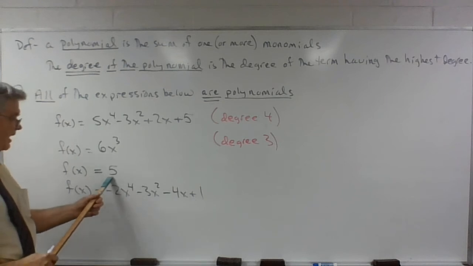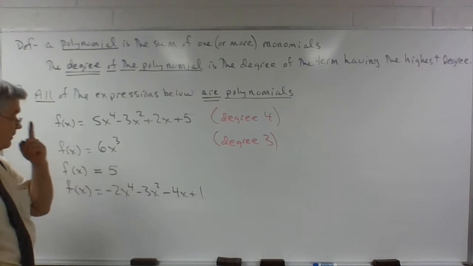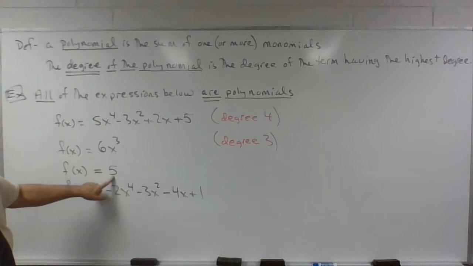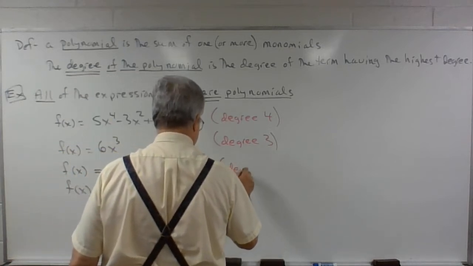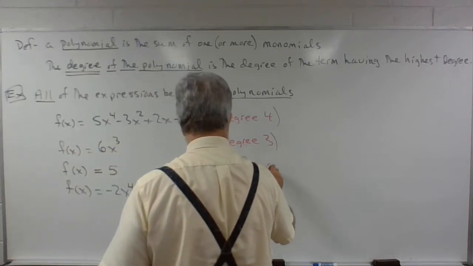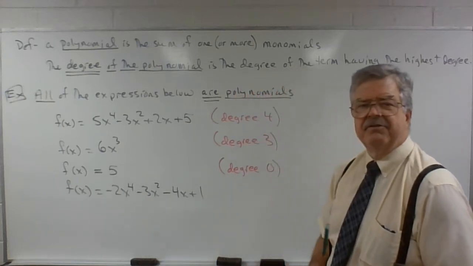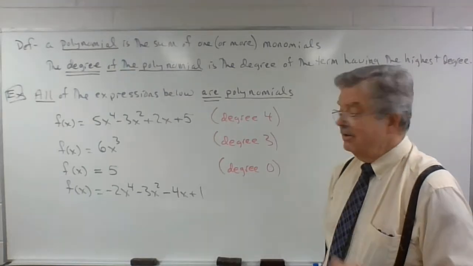This is a constant, and every constant is a monomial of degree 0. We can write 5 as 5 times x to the 0. So this is a polynomial of degree 0. And remember, we agreed for the sake of being consistent that every constant is a monomial of degree 0.